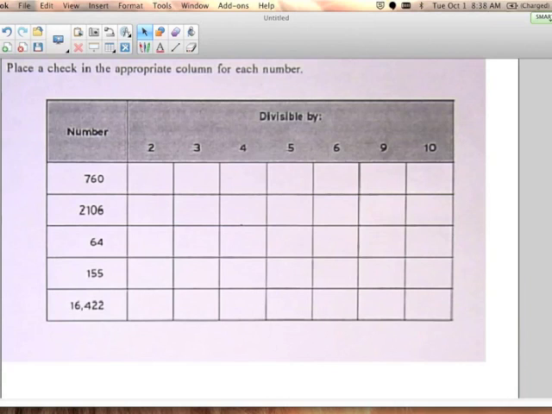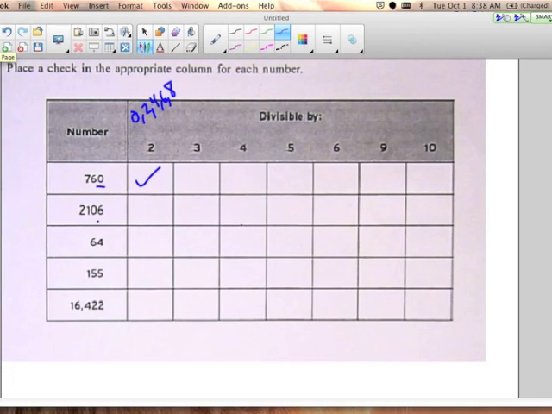For the divisibility chart, I graded it based on if you got all of them correct for a particular number. So for 2, it had to end in 0, 2, 4, 6, or 8. So I just looked at the end, and then I just put check marks there. And that was out of 1 point. For 3, the sum of the digits has to be divisible by 3. So 7 plus 6 plus 0 is 13. That's not. 2 plus 1 plus 0 plus 6 is 9, and so on. I just added the digits up. If it was a number that I could divide evenly by 9 or by 3, then it's divisible by 3.